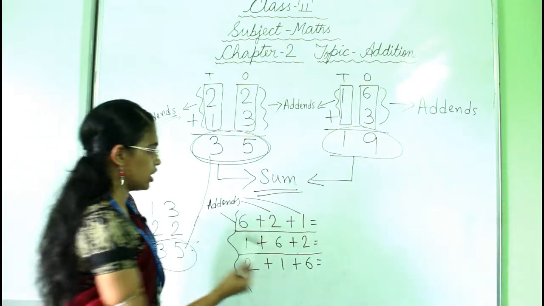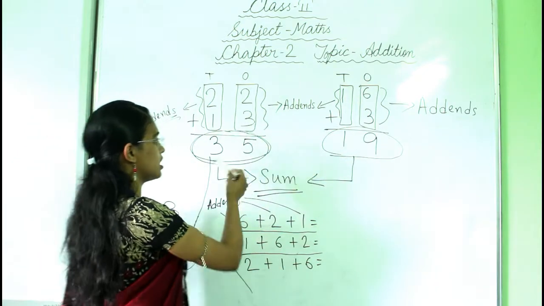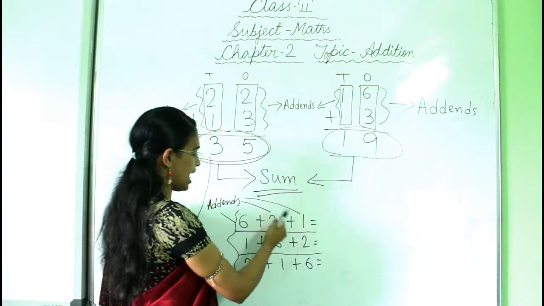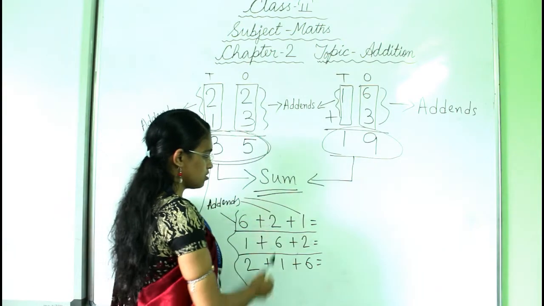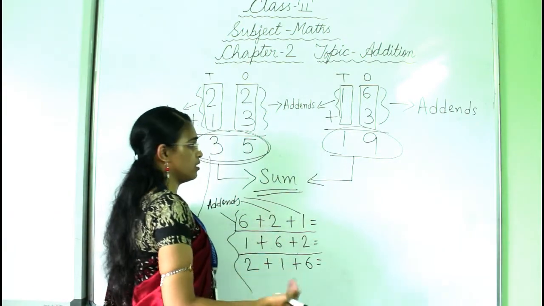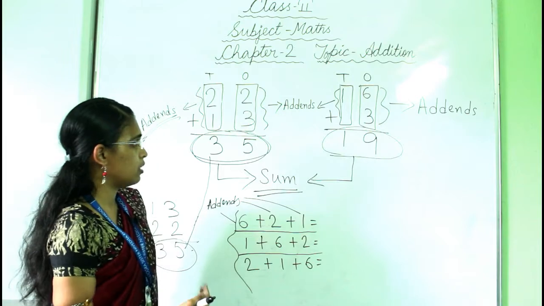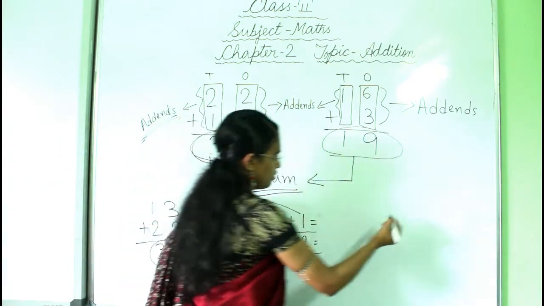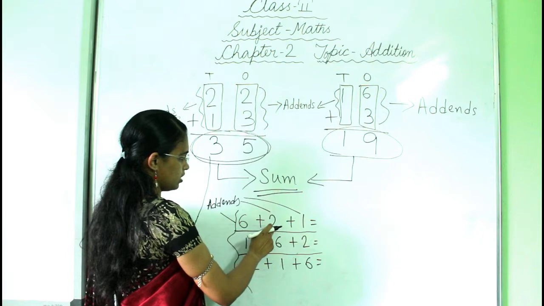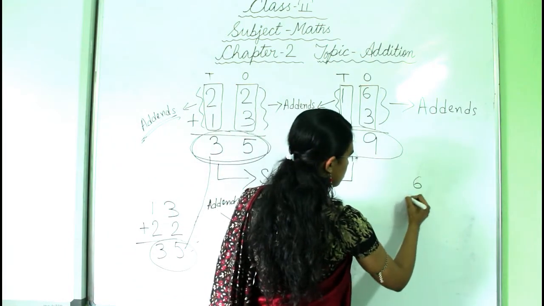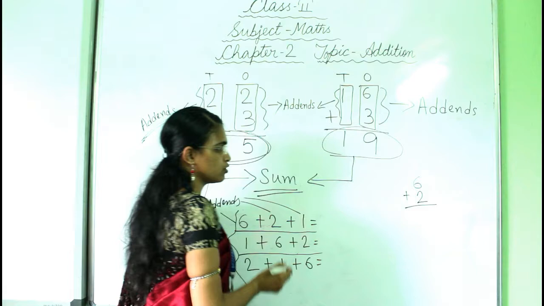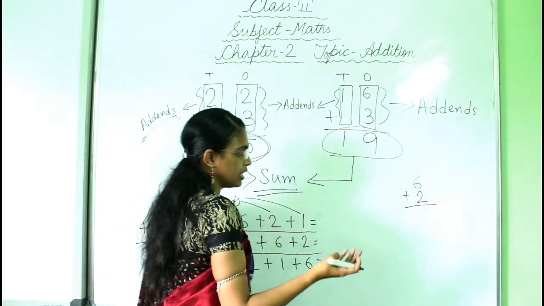Now let's check whether the sum of these addends is the same or not. When we add all these, will the sum we get remain the same or not? Let's see. First one is 6, then 2, then 1. 6 plus 2, how much? 6 plus 2, 7, 8.